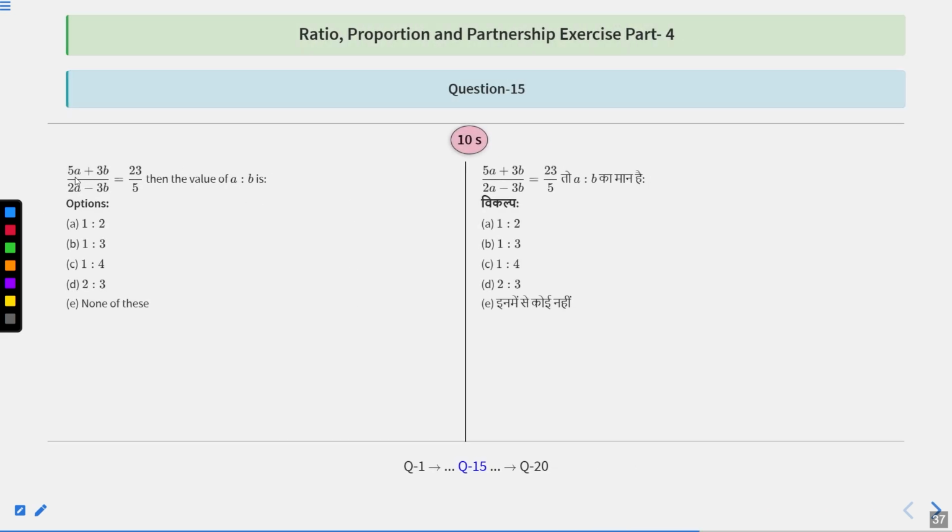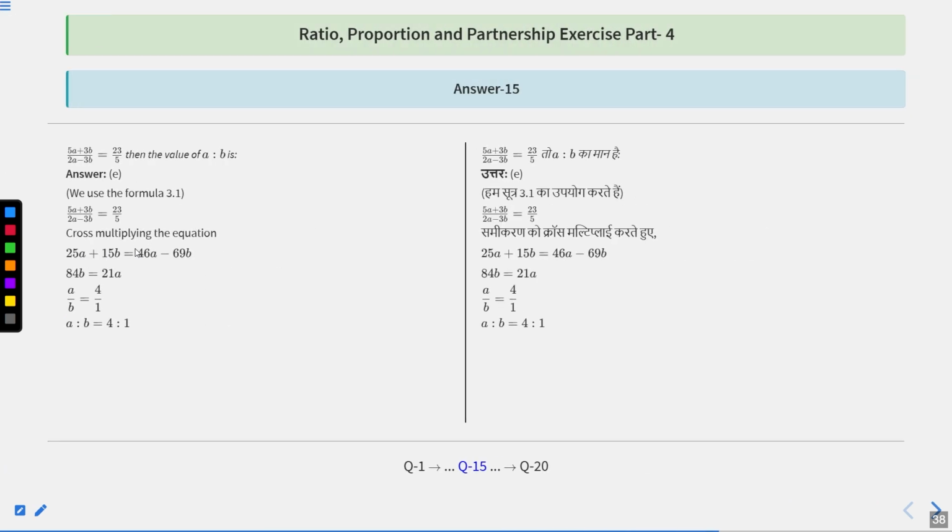The question is given that (5a plus 3b) upon (2a minus 3b) is equal to 23 upon 5. Then find the value of a ratio b. You have 5 options and 10 seconds to analyze the question. Your time starts now. Now time's up. Let's see the solution.